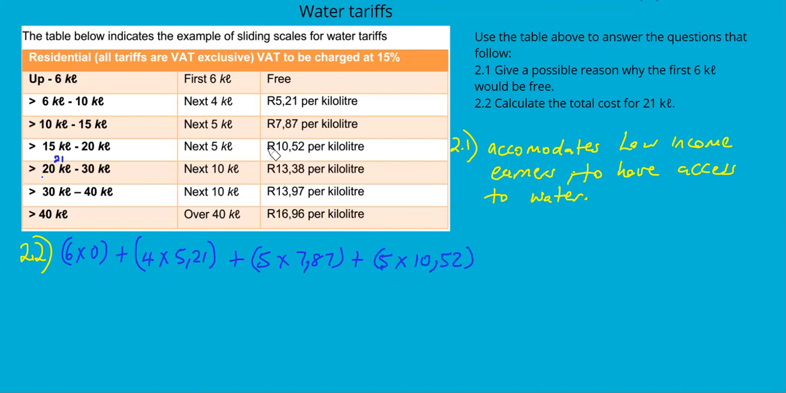10,52. Then here we are left with an extra 1 because we're going to say 21 minus 20, we get 1. So this one plus 1 times 13,38. So that's how we get our answer.